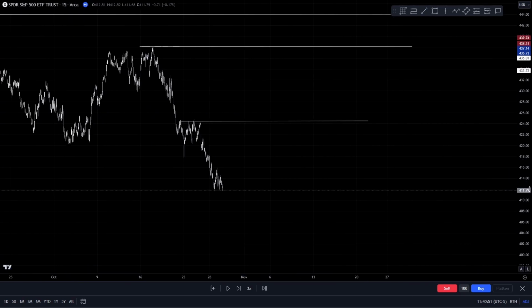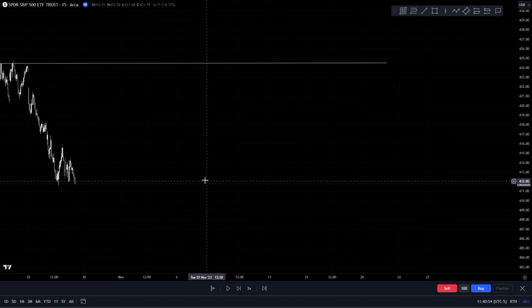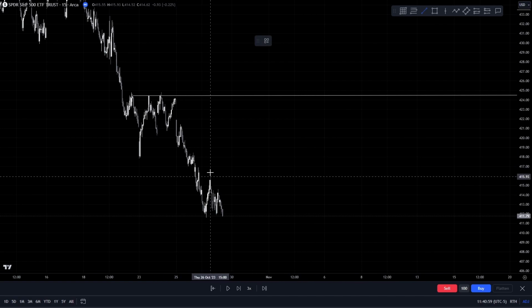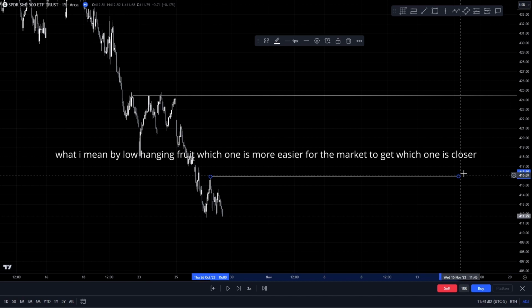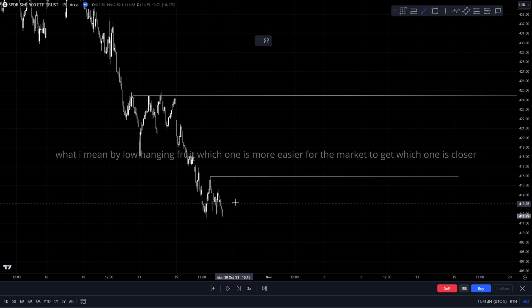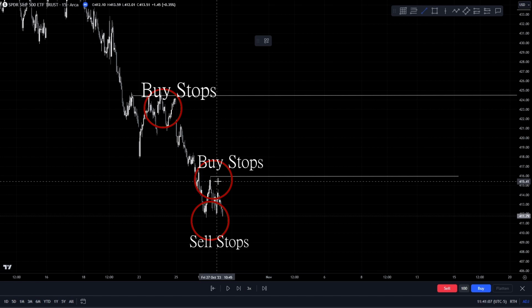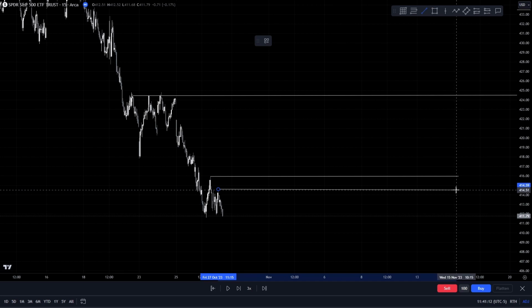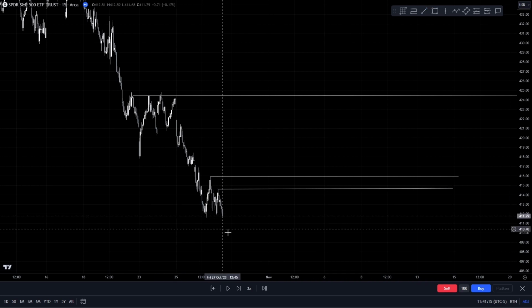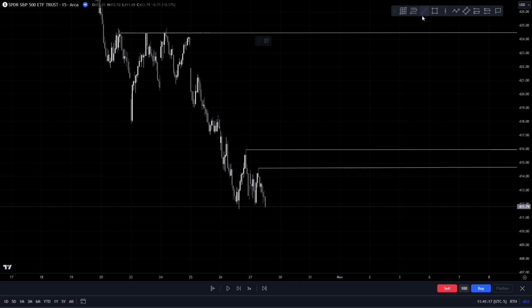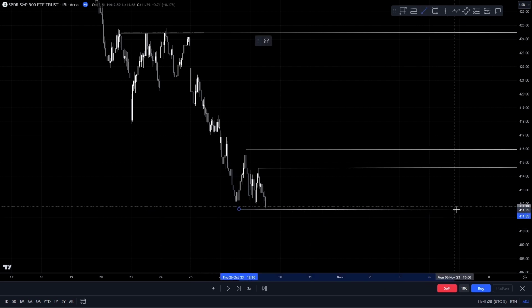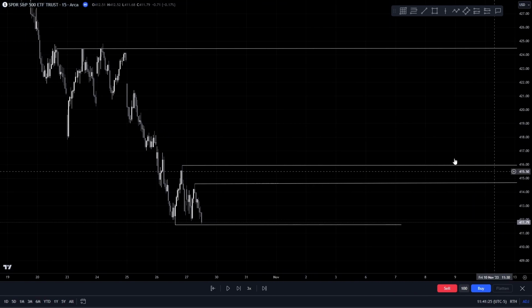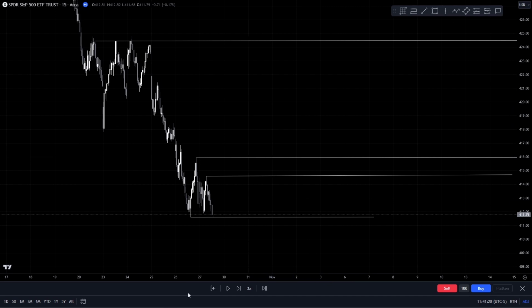But ideally, which one is the lowest hanging fruit, right? Which one is more likely to get taken out? We have draws right here. We have a bunch of buy side liquidity sitting right above here as well. So take a look. I'm anticipating for us to come down here, take out this liquidity, accumulate, and manipulate, and then take our way to the upside.